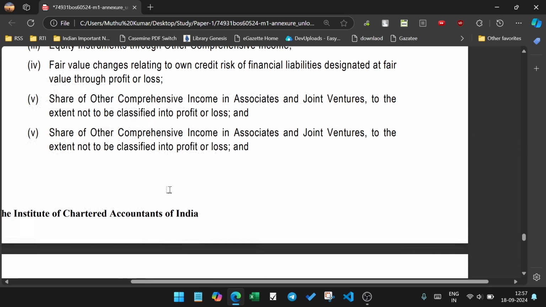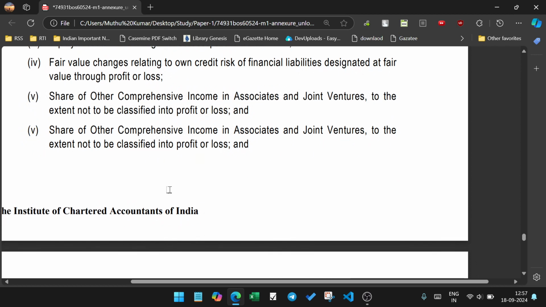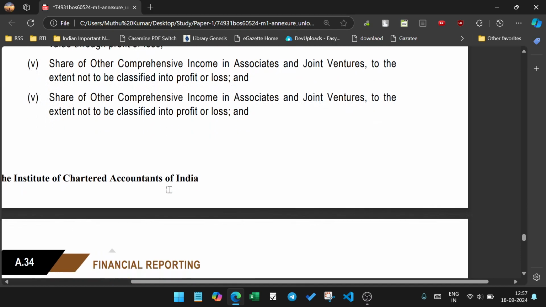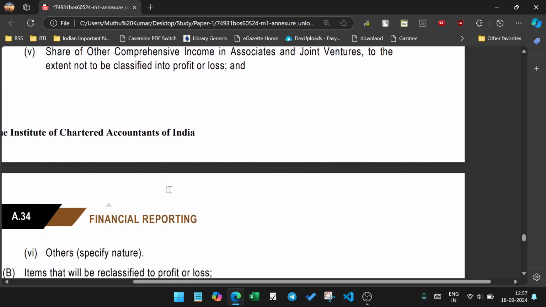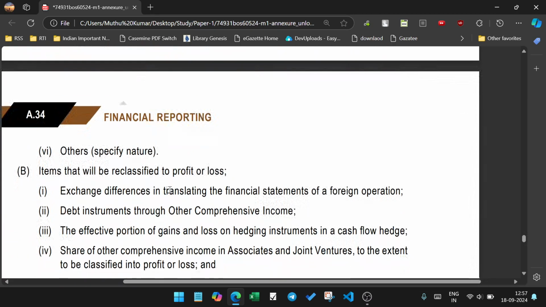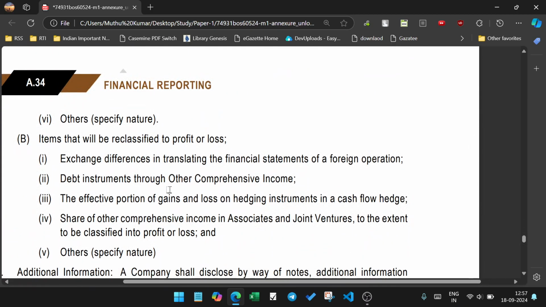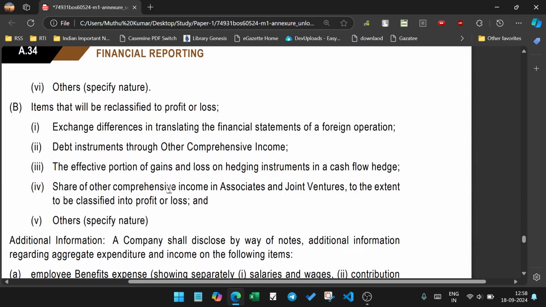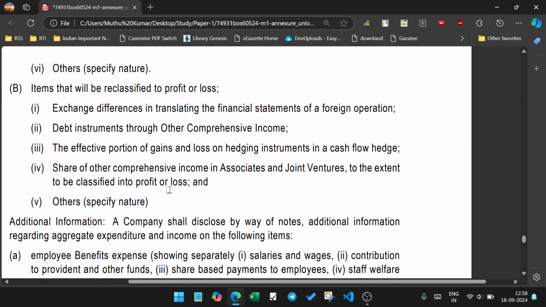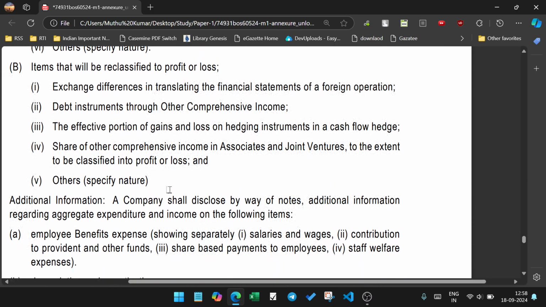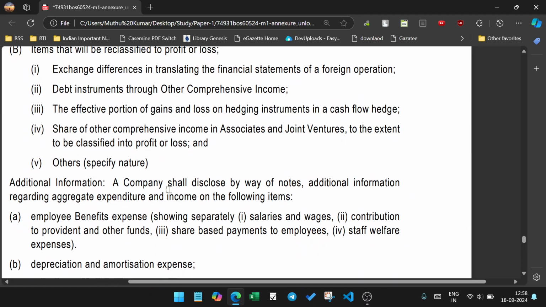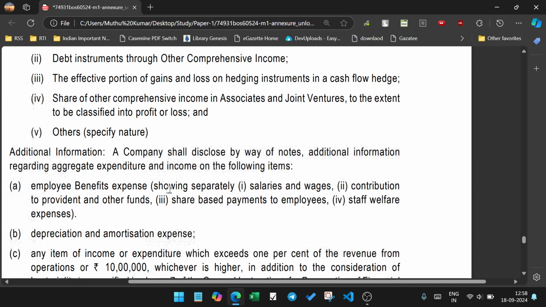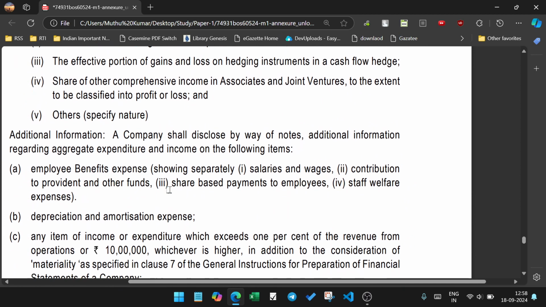Share of other comprehensive income in associates and joint ventures, to the extent not to be reclassified to profit and loss account. Other items that will be reclassified to profit and loss account: exchange differences in translation of financial statements of foreign operations, debt instruments through other comprehensive income, the effective portion of gains and losses on hedging instruments in cash flow hedges, and share of other comprehensive income in associates and joint ventures, to the extent to be reclassified into profit and loss account.